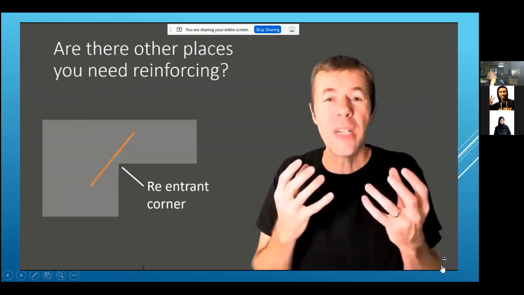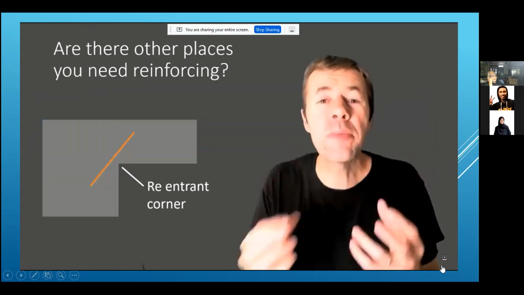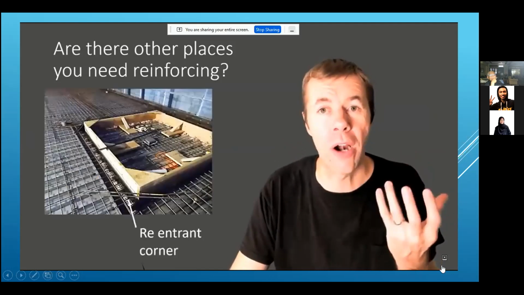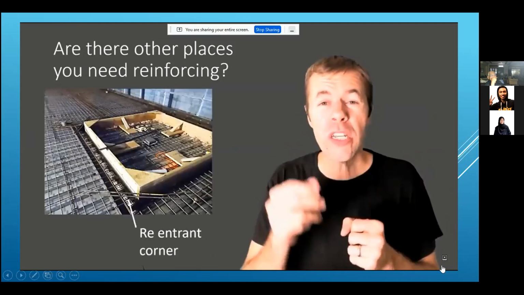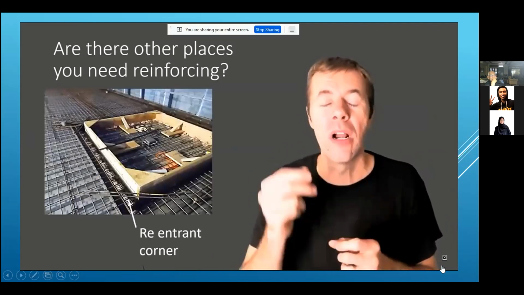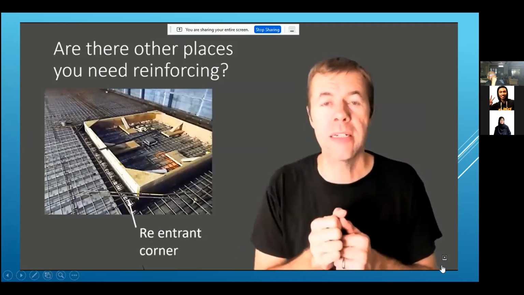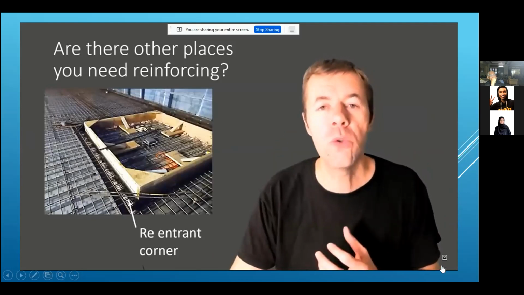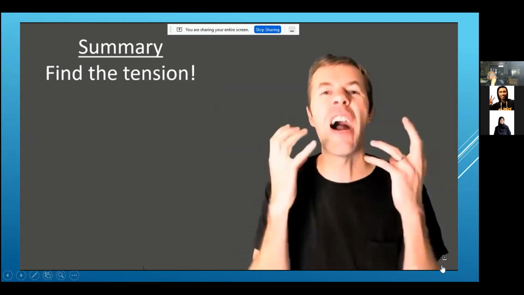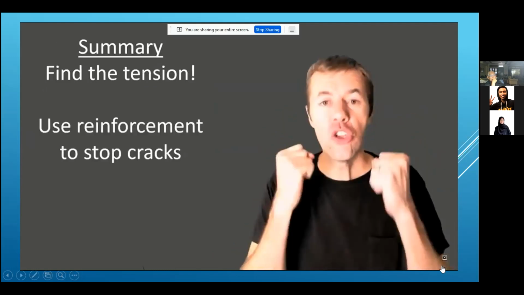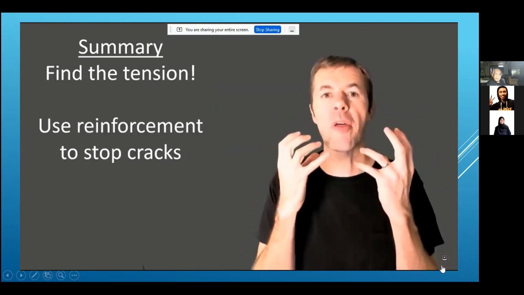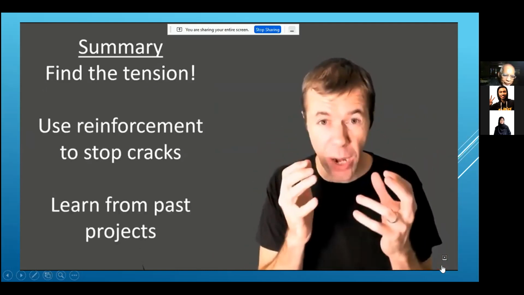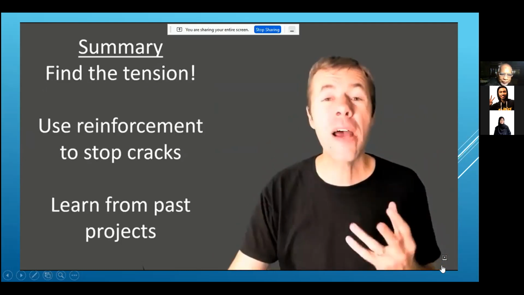Are there other places we need steel? Yeah. Sometimes on reentrant corners, a crack is going to want to form there. When we're about to pour the concrete, you'll see these diagonal bars there, and we get them as close as we can to that surface, maybe an inch away, just so concrete coats it. So in summary, find the tension. Then use reinforcement to stop the cracks and learn from your past projects. If you've seen cracks other places, then you know how to stop them.